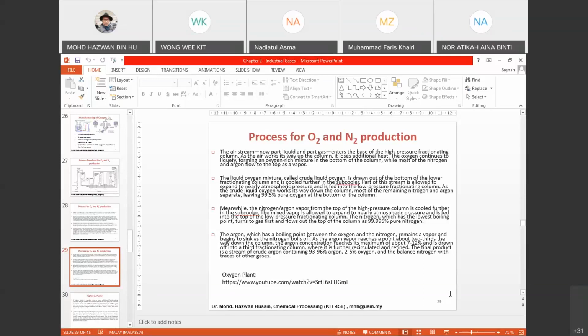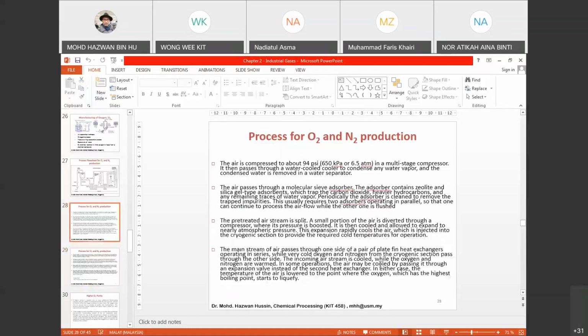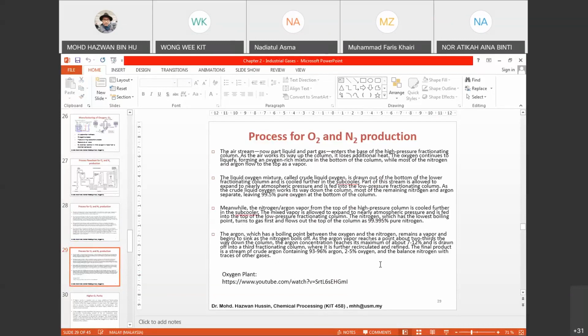The argon, which has a boiling point between oxygen and nitrogen, remains a vapor and begins to sink as the nitrogen boils off. The argon vapor reaches a point about two-thirds of the way down the column, where the argon concentration reaches its maximum of about 7 to 12%, and is drawn off to the third fractionation column, where it is further refined. This will produce around 93 to 96% argon, which has a lower percentage of oxygen. It is actually the byproduct, because in the earlier process you already separated the oxygen in the first column at around 99.5%.